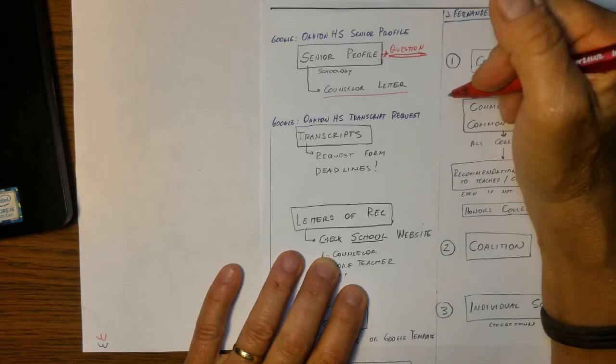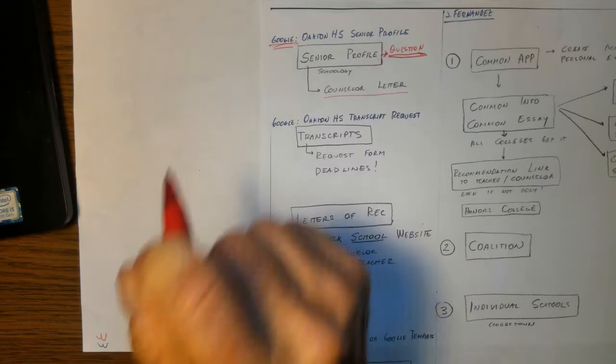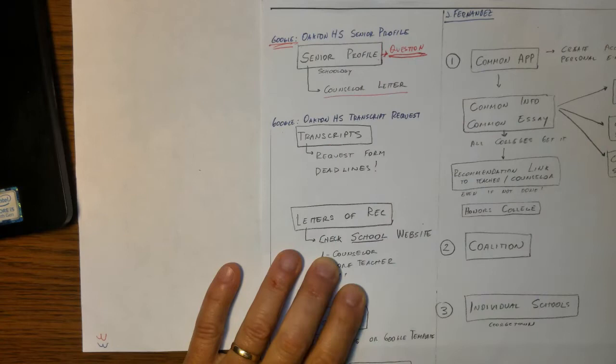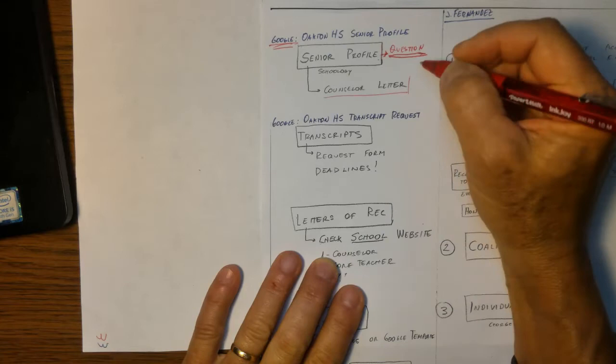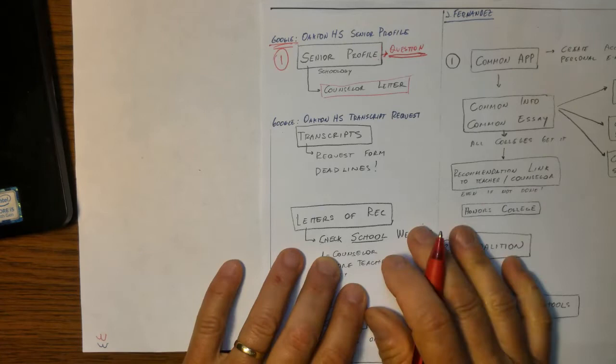If you go to Google and you just Google Oakton High School Senior Profile, you will see there is a document with lots of questions, and the more time you have to answer them, the better, because as I said before, you have to think about some of the answers and try to do a good job. So this would be one of the first things that you need to start working and thinking about.